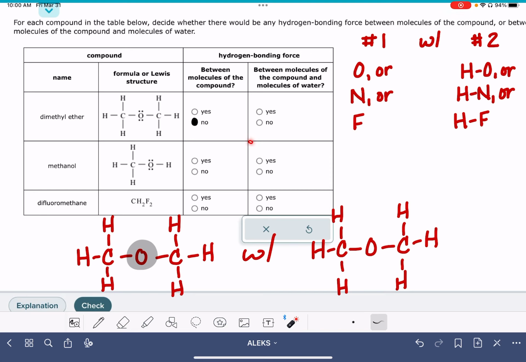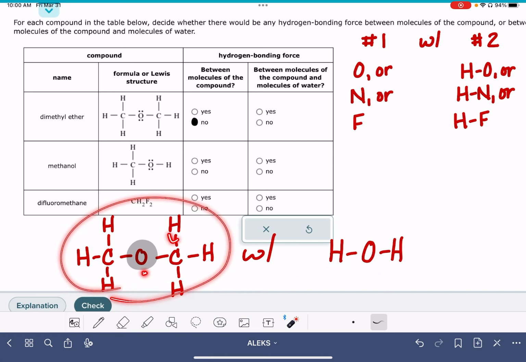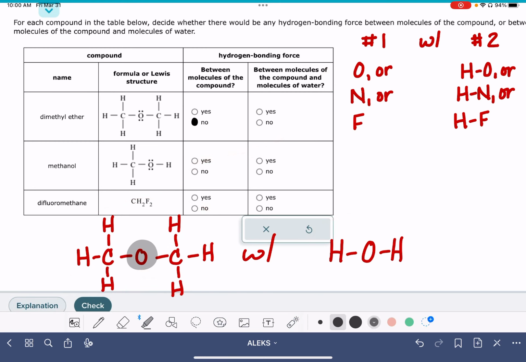Now the problem is also asking, can the molecule hydrogen bond with water? So let me draw a water molecule over here. Can these two hydrogen bond with each other? Well, we have molecule number 1 over here meeting the criteria of having an oxygen atom, and the water molecule has the OH bond, so it meets the criteria for being molecule number 2, and that means that yes, dimethyl ether can hydrogen bond with water.